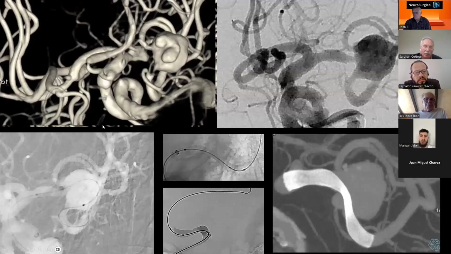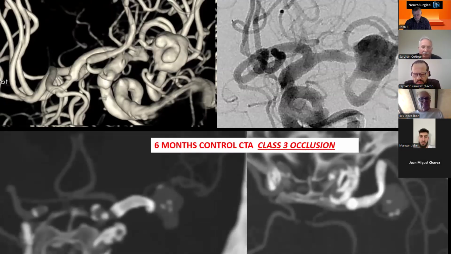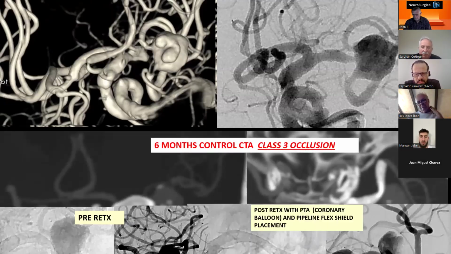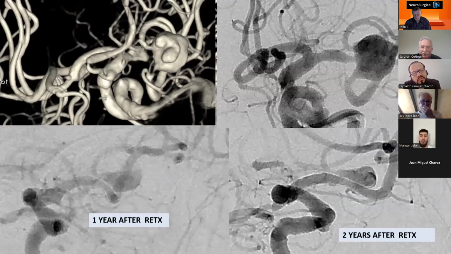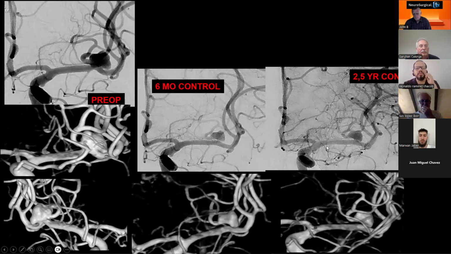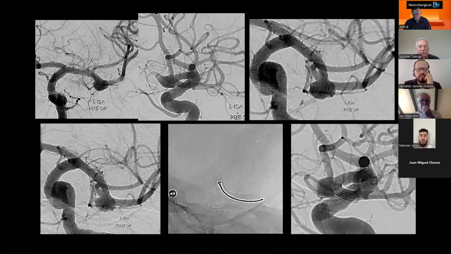This is another very complex MCA bifurcation. Pipeline Vantage was shown. This was a weak structure. It collapsed. And we put the real second one. The second one is the regular pipeline. And we have this nice 2 years stable flow remodeling. Okay? And this is all right.